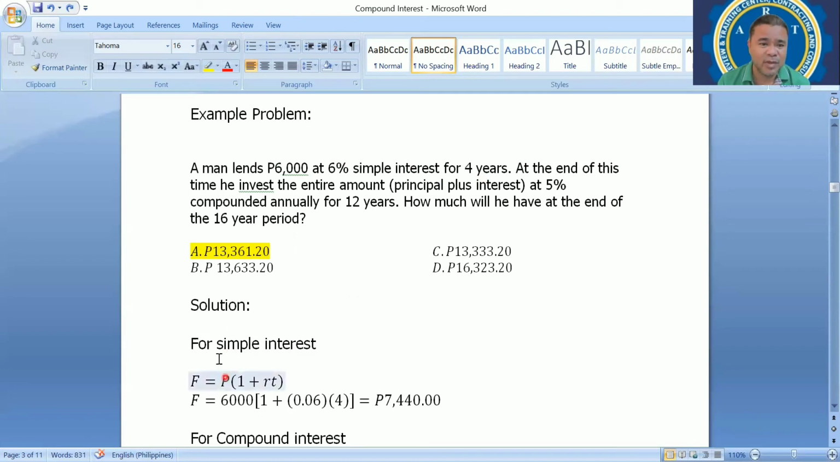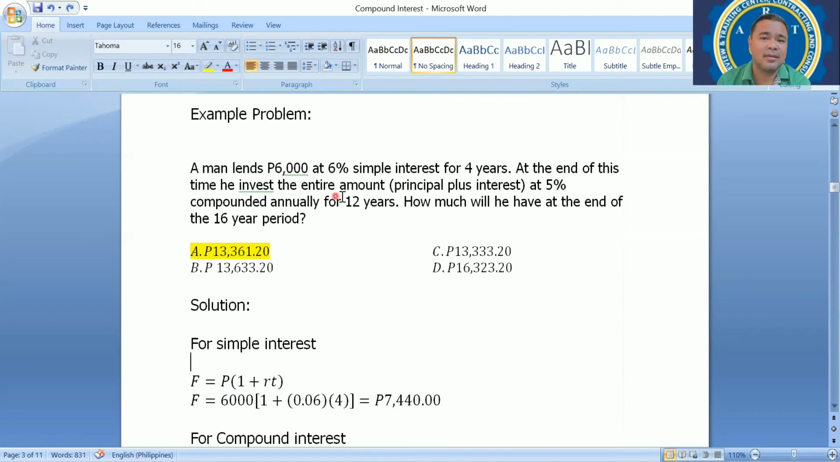So we have the solution for simple interest. F equals P(1 plus rt). So 6,000 times (1 plus 0.06 times 4) equals 7,440. What the problem says is that after 4 years, the 6,000 becomes 7,440.